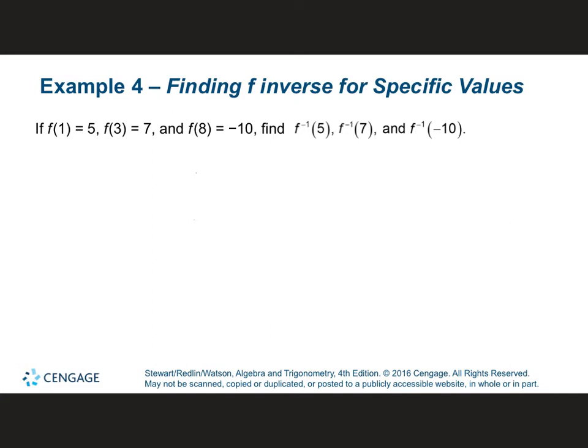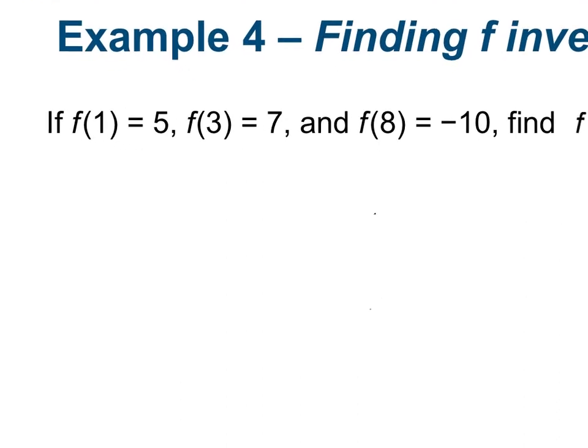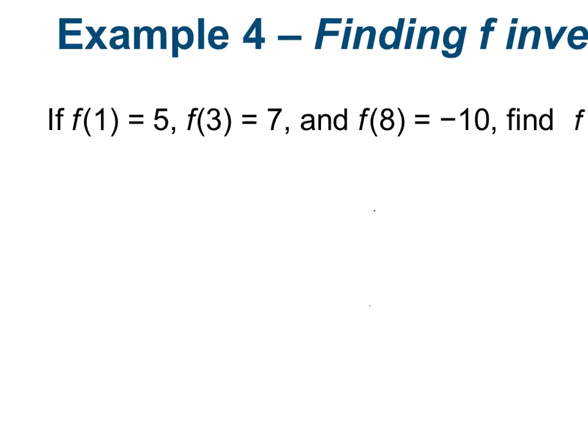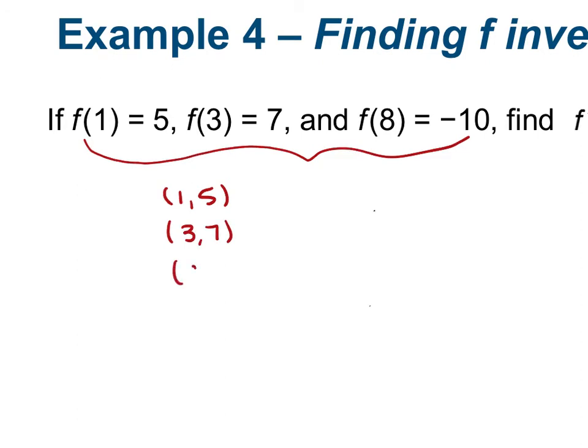So with these functions, the ordered pairs they're giving you are (1, 5), (3, 7), and (8, negative 10). It tells you that when f of 1, you have 5. For f of 3, you get 7. And for f of 8, you get negative 10.